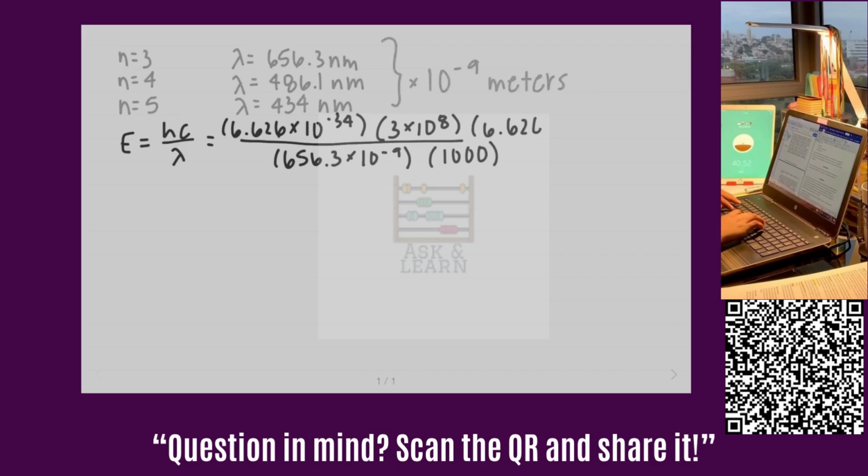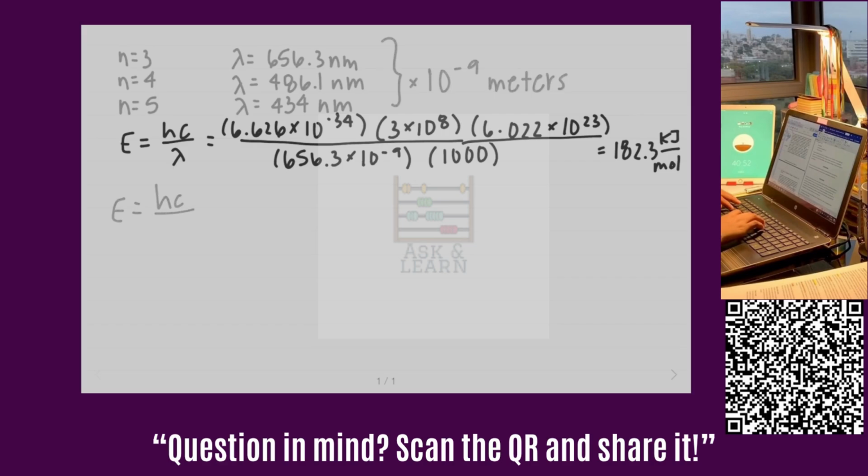So in order to get into kilojoules, we will need to divide by 1,000. And in order to get per mole, we're going to multiply by our Avogadro's number of 6.022 times 10 to the 23rd. So when we multiply all that out, we get an answer of 182.3 kilojoules per mole.